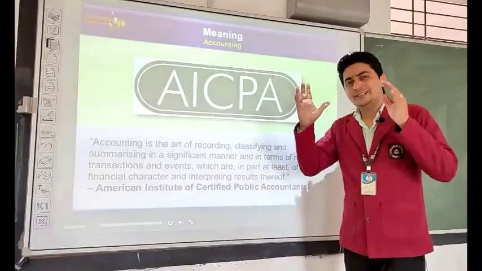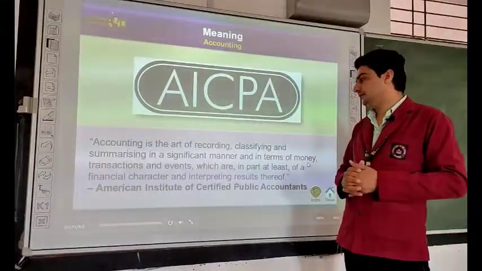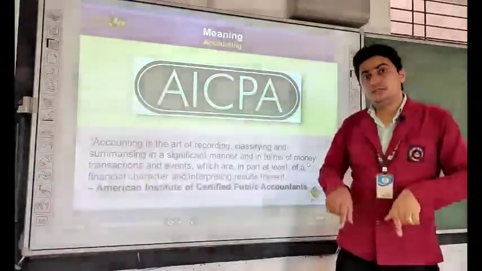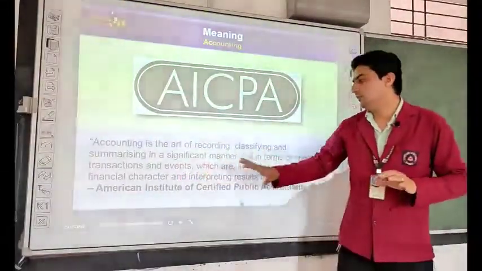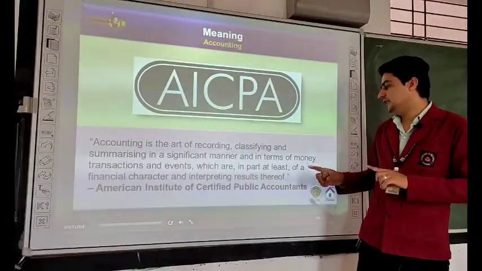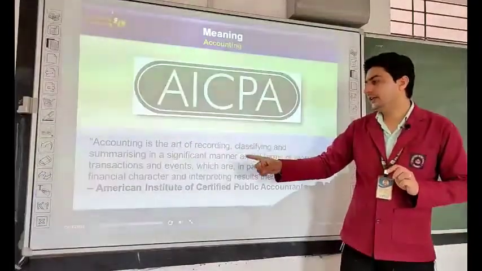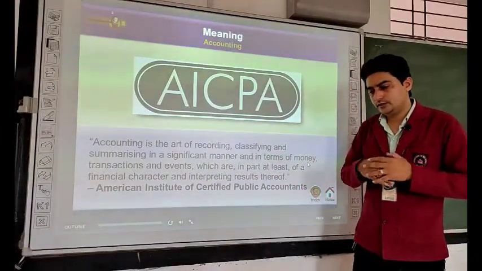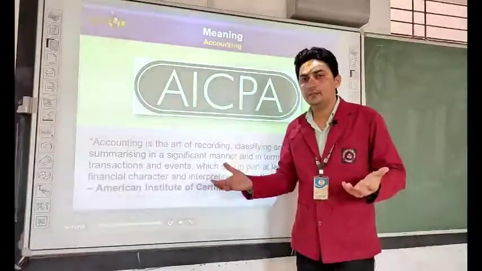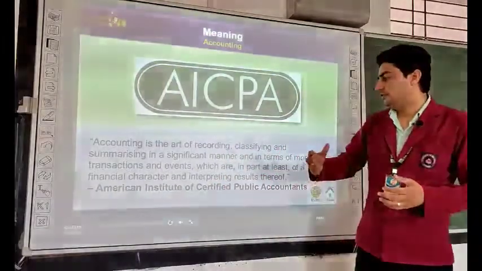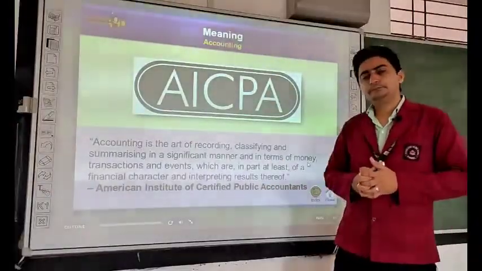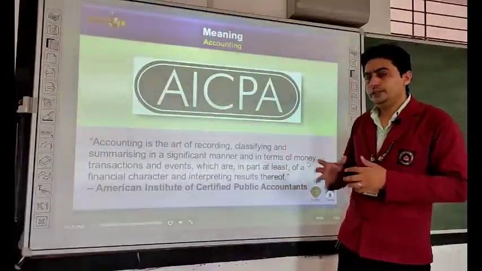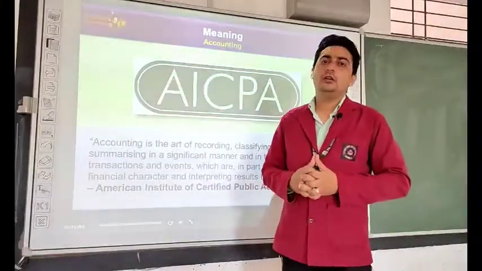So it is in a systematic, significant manner, and in terms of money only. Transactions and events which are at least in part of a financial character, and interpreting the results thereof. So all these financial transactions should at least have a financial character, and on the basis of them the interpretation of results should be done. So these were some definitions which we have covered for accounting.